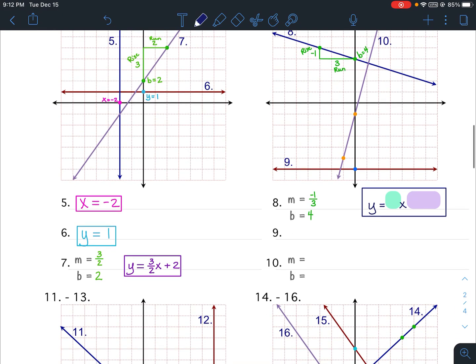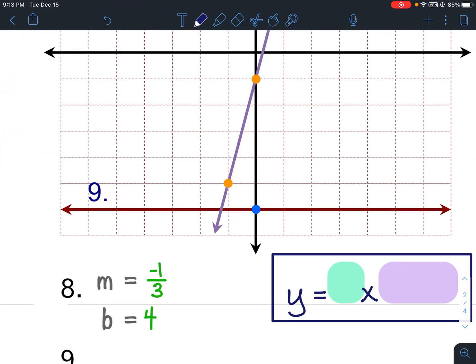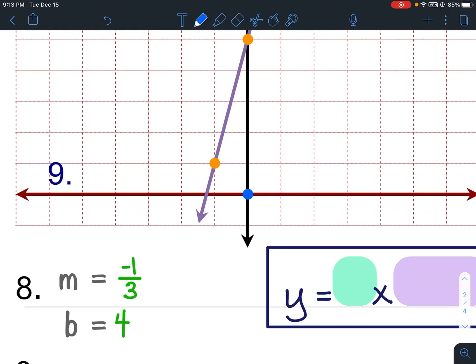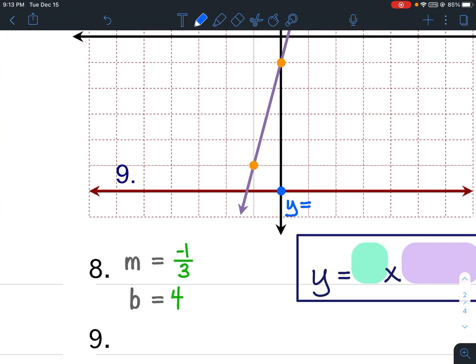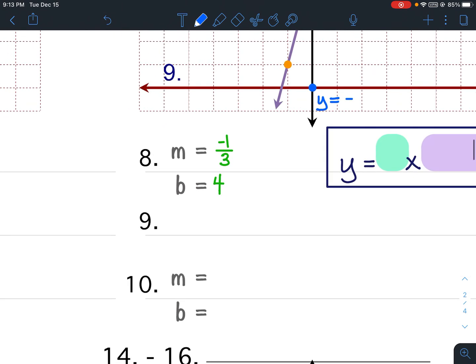All right, number 9. Number 9 is a horizontal line. It crosses the y-axis. So for number 9, it's going to be y equals a number. I'm not going to tell you what that number is. You're going to have to count down to figure out what that is. I will tell you it's going to be a negative number. So you have to figure out what that negative number is, and that will be your answer for number 9.